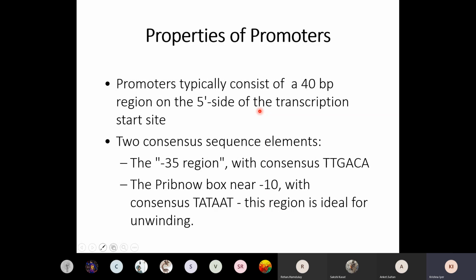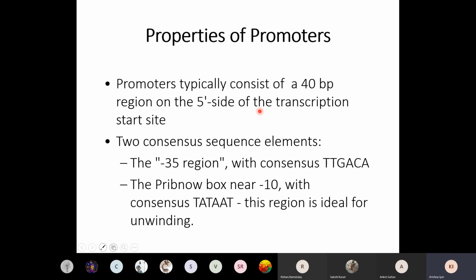So promoters are sequences which are about 40 base pairs in length, and they are on the 5 prime side. I'll be more specific about what we mean by the 5 prime side after a couple of slides where I show you how these promoters are set up. For now, just remember they are going to be on the 5 prime side of where we are going to start making the RNA from, and they are about 40 base pairs long.